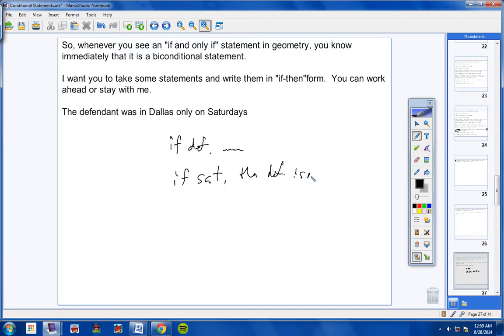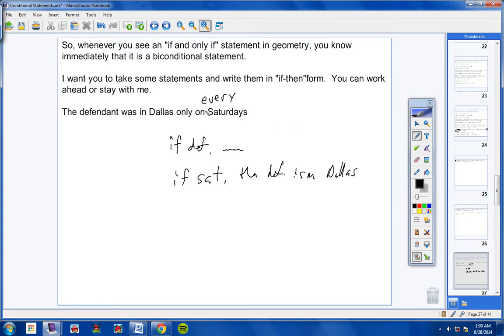And of course, I'm just scribbling here. I'm not really trying to write neatly. Do you see what I'm saying? Do you put your if part here, or do you put your if part here? It's real important you think about that, because one way's true and one way's not in this case. Now, the defendant was in Dallas only on Saturdays. But does it say anywhere the defendant was in Dallas on, please listen to me, every Saturday? Does it say that anywhere? No. So you can't say if it's a Saturday, the defendant's in Dallas.